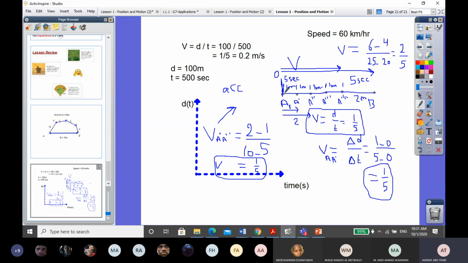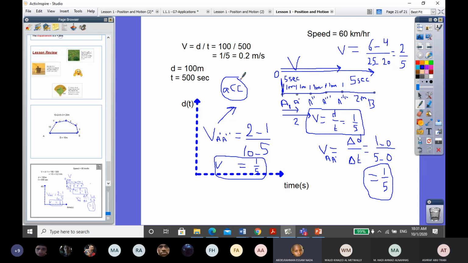From A to A prime to A double prime to A3 primes and 4 primes, we say that the motion is uniform without any increase in the velocity. But from A 4 primes to B, we say here that the velocity increases, so we say that we have accelerated motion.